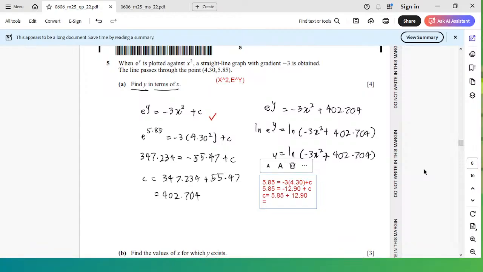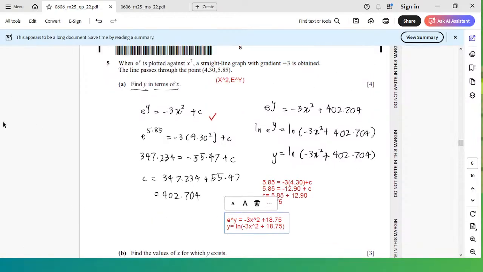I am a bit salty that I got this question wrong, but it's life. That happens. So you get the same point. e to the power y equals negative 3x squared plus 18.75. So y equals ln of negative 3x squared plus 18.75. Unlucky. So this is going to just give me B1 over here.